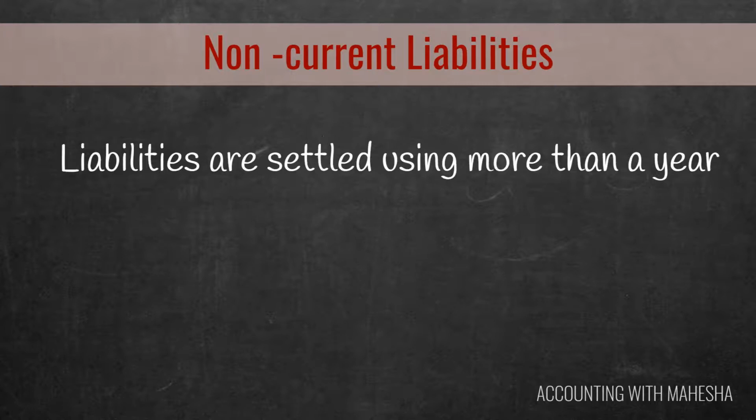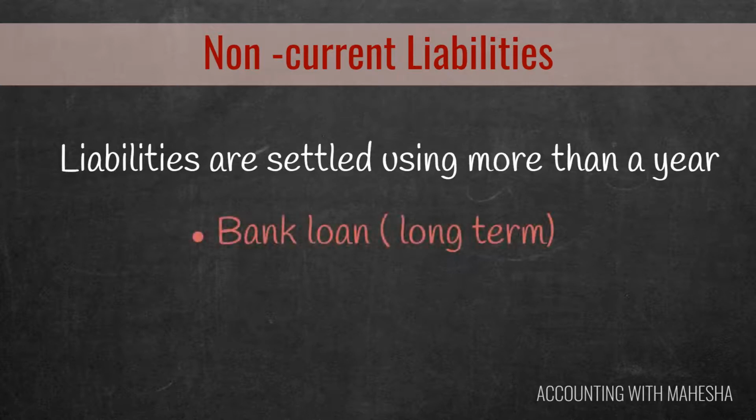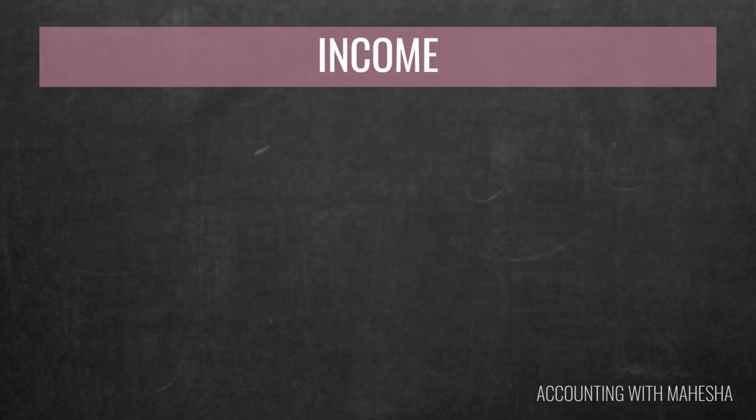Non-current liabilities are the liabilities settled using more than a year. So these are long-term liabilities of a business. In other words, non-current liabilities are liabilities that cannot be considered as current liabilities. An example of non-current liabilities is long-term bank loan.